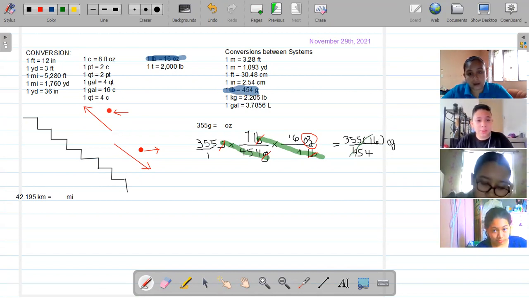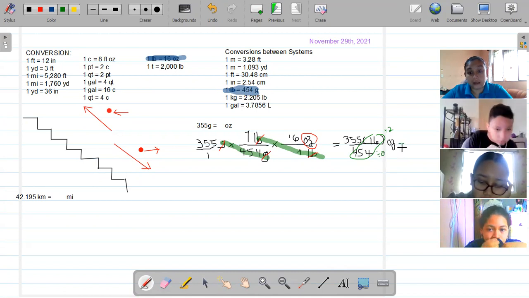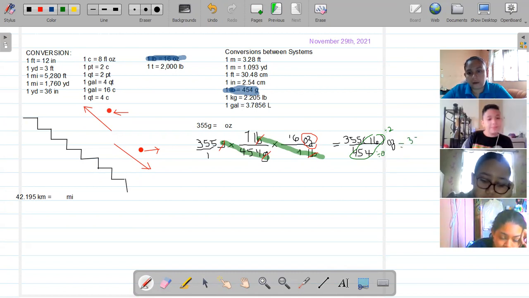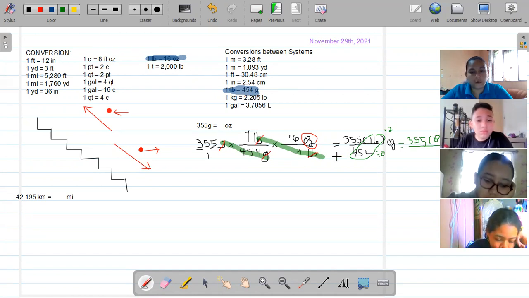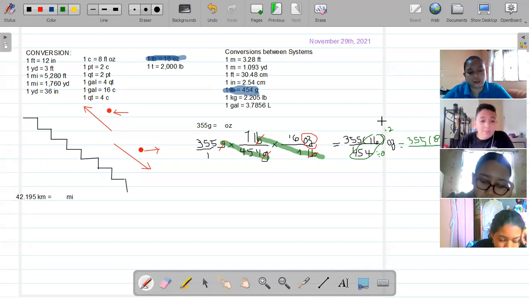I know that I can simplify this too by dividing by 2. Okay, they're divisible by 2. So I can go ahead and say, okay, I'm gonna leave it in green. 355 because I'm doing nothing. I just copy it. I'm gonna divide 16 divided by 2, 8 ounces. Over 454 divided by 2. How much is that? That is 227.